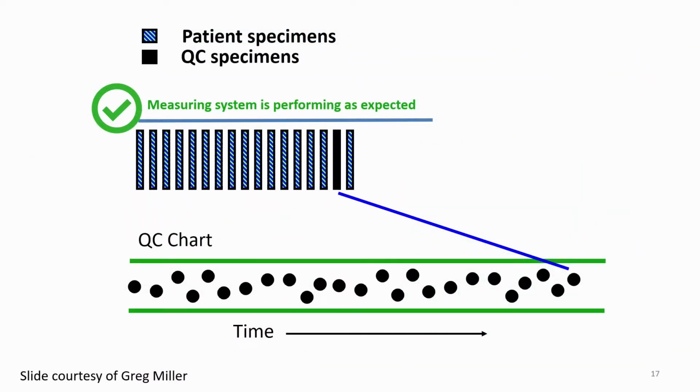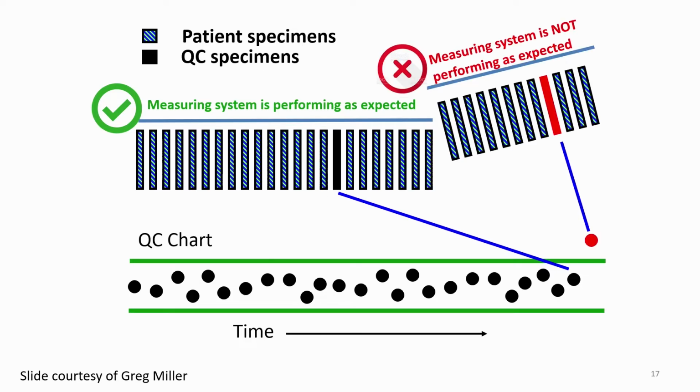This slide shows the normal process we perform in the laboratory. The blue bars represent patient sample results. We're measuring patient sample results, and then with some frequency we measure QC materials, that's the black bar. If the QC material is within our acceptability criteria, then we are assured that the measuring system is performing as expected. However, if we receive a QC result that does not meet our acceptability criteria, then that could indicate that the measuring system is not performing as expected, or we have an out-of-control condition.